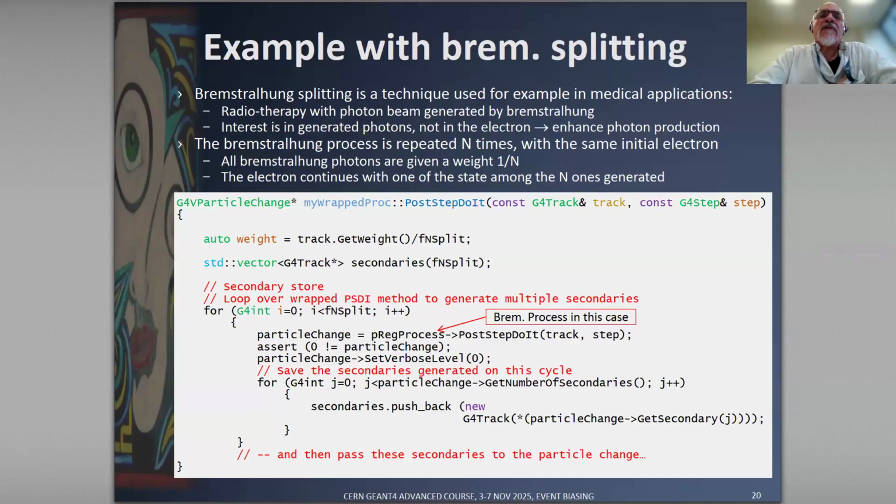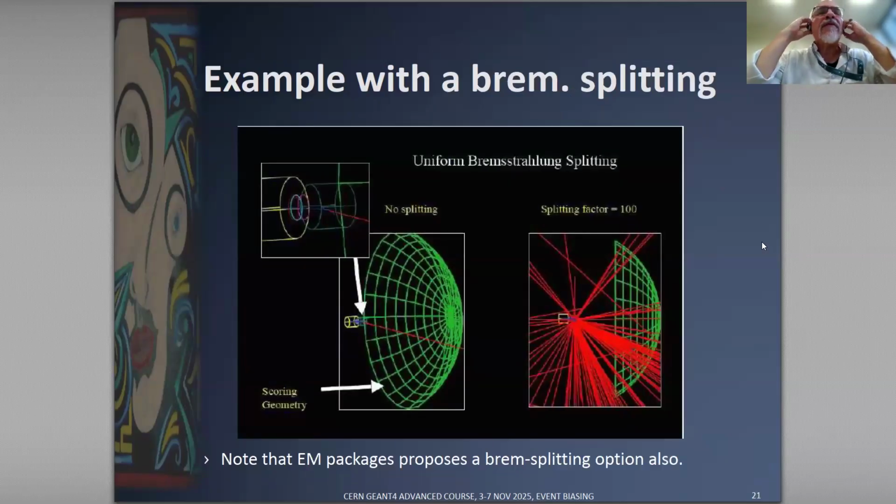So an illustration of that is shown on the next slide. On the left, you have the simulation with no Bremsstrahlung splitting applied. And on the right, you have the same simulation, but with a splitting factor 100, meaning that when you have a Bremsstrahlung, instead of having only one Bremsstrahlung interaction, you sample 100 times the final state, so that you have 100 gammas which are emitted. And so with that, you have a simulation which is much more efficient. So next slide.